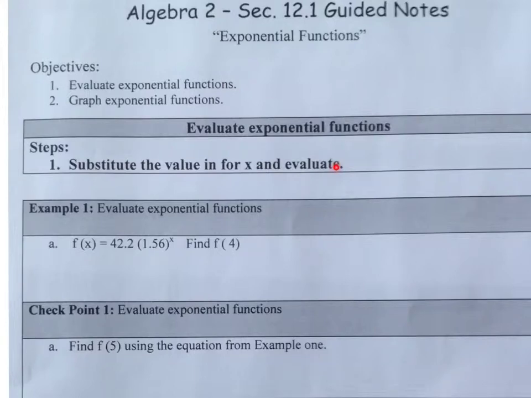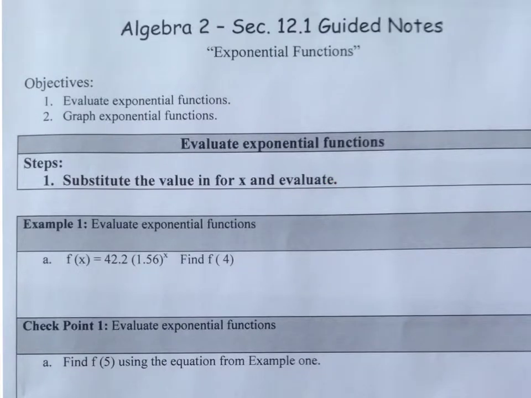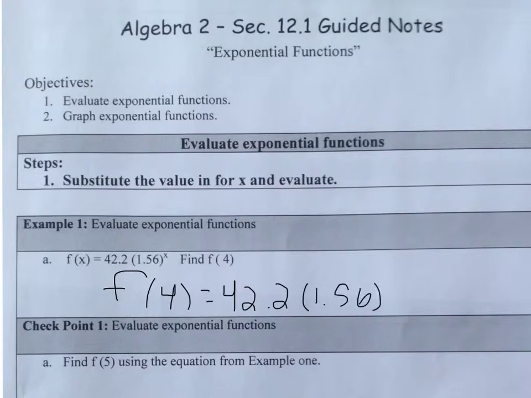So we get f of 4 equals 42.2 times 1.56 to the 4th. And you just punch that into the calculator, and what you get is 249.9. I got to write real big because my pen just is not working, so I'm going to do the best I can with my finger.